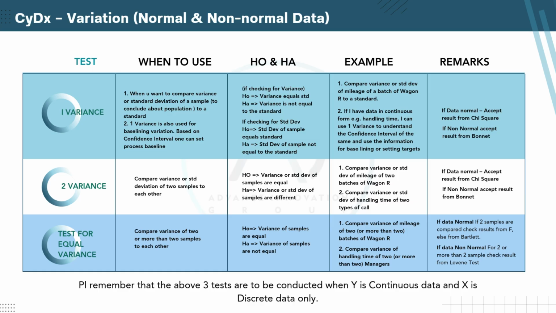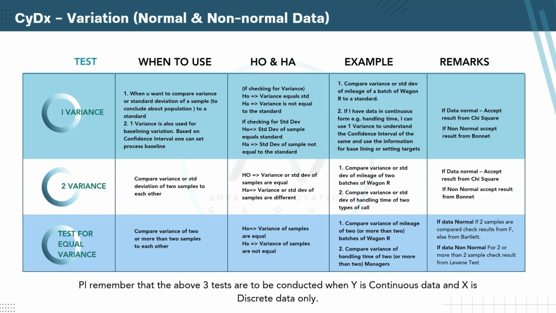2. 2-Variance. When to use: when comparing variance or standard deviation between two samples. Hypotheses. H0: variance or standard deviation of both samples are equal. Ha: they are not equal. Example: comparing standard deviation of mileage between two different Wagon R batches, or evaluating handling time consistency across two types of calls. Remarks: if normal, use F-test. If non-normal, use Bonett's test.